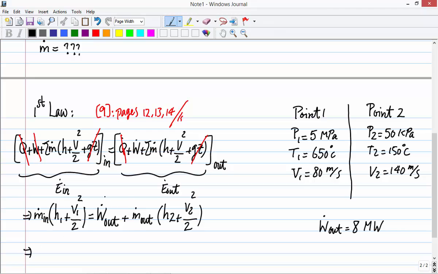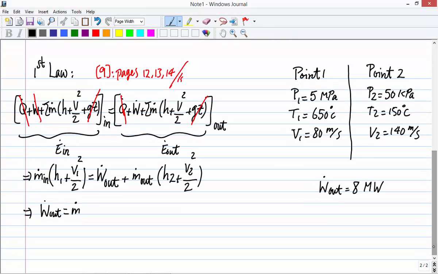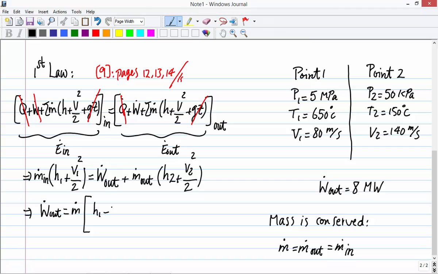If I rearrange all these and keep W dot out on the right side, take the rest to the left side and factor m dot, since mass is conserved and we have only one inlet and one outlet, instead of m dot in and m dot out I'm going to make life easier and just use m dot, because they're equal. So that's going to be m dot times (h1 minus h2 plus (V1 squared minus V2 squared) divided by 2).